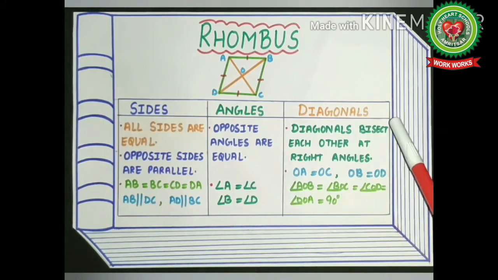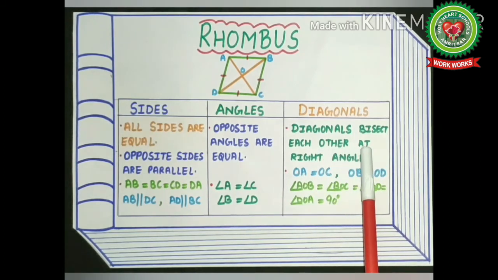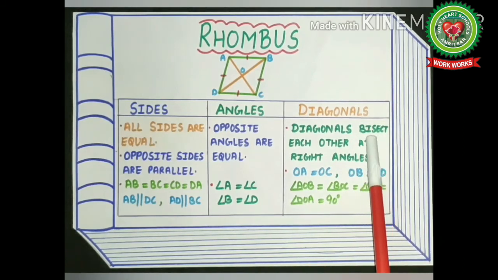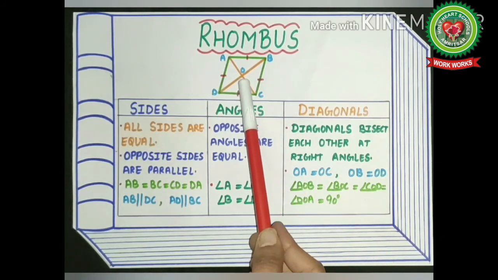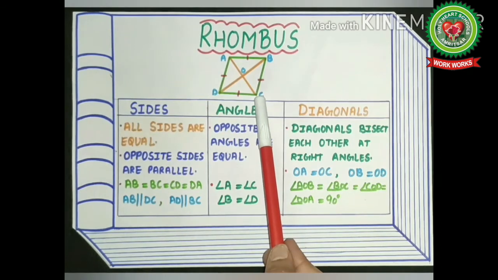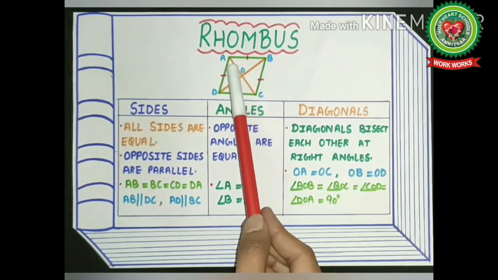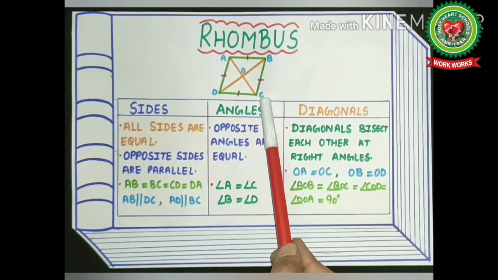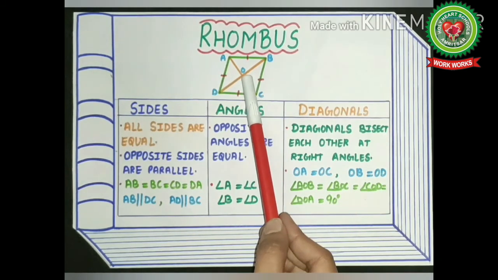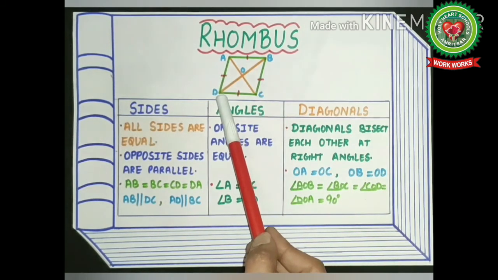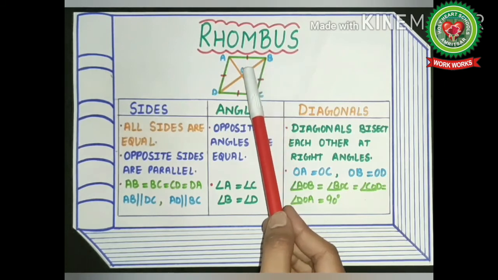Next, we will discuss about diagonals of a rhombus. Diagonals bisect each other at right angles. First, diagonals bisect each other. That means O is the midpoint of AC. That means OA is equal to OC. O is the midpoint of BD as well. So OB is equal to OD.